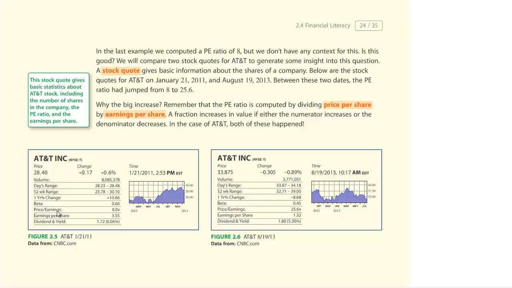The price earnings is your PE ratio, and we saw that it was 8 from the previous page. Earnings per share, we also saw that from the previous page, $3.55. And then dividend and yield is $1.72 or 6.06%. Now, a dividend just means the money per share profit. So this dividend means that every share earned $1.72 in profit.